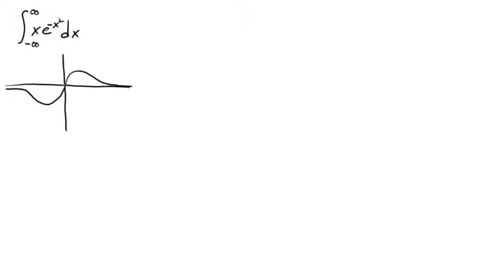Alright, so I'm going to take 0 because that looks like a good place to split it up right there. So I'm going to do the antiderivative from negative infinity to 0 of x e to the negative x dx, plus, and then I'm going to do from 0 to infinity of x e to the negative x dx.